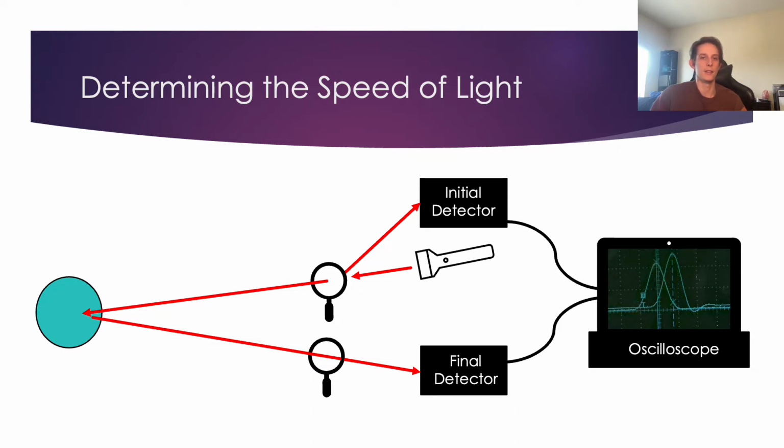The distance that the light traveled was recorded, and both detectors were hooked up to an oscilloscope, which allowed us to record the time difference between the moment the light hits the initial detector and the moment it hits the final detector. And then this experiment was repeated 5 different times at varying distances from the beam to the mirror.